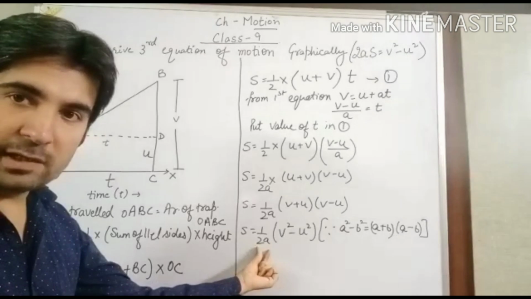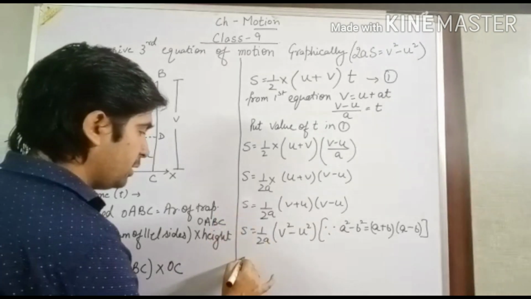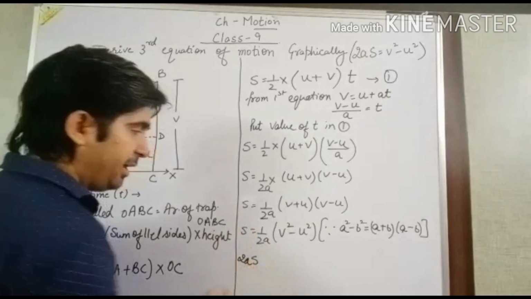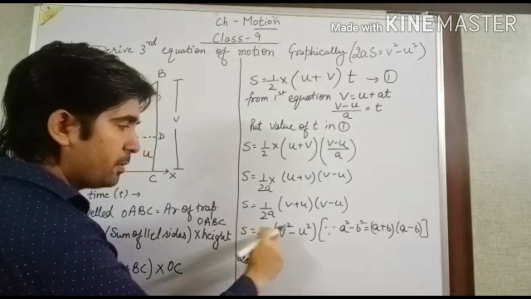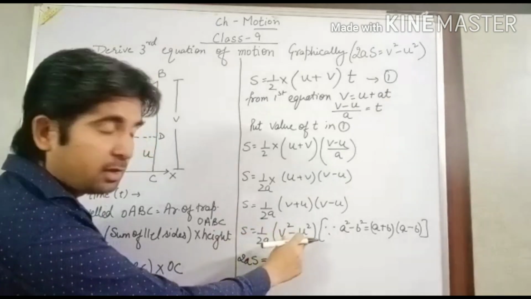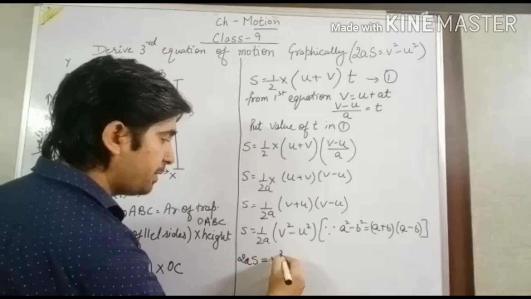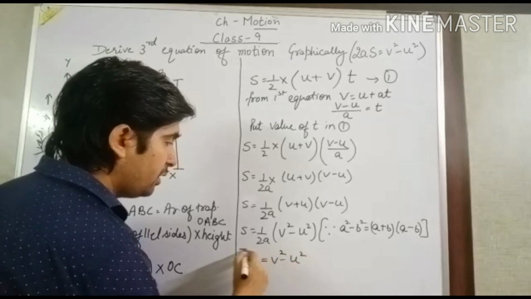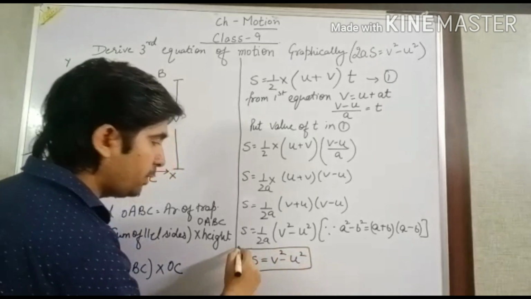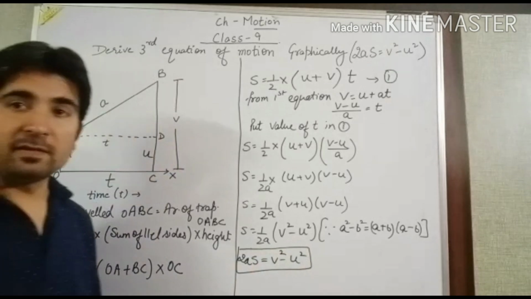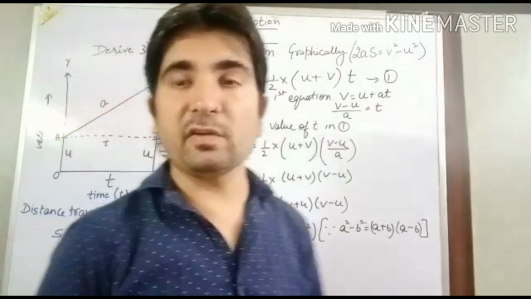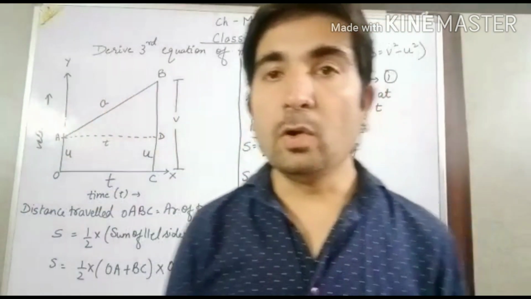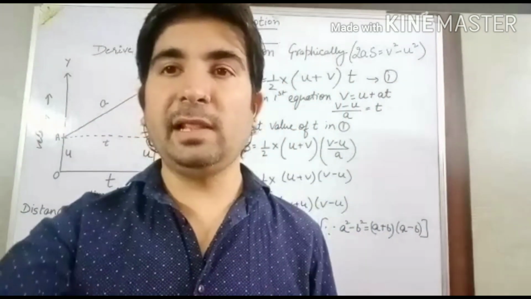After applying the identity, 2a is being divided here, so it goes there and multiplies. So this will become 2as is equal to, when 1 is multiplied by v square minus u square, we'll get the term v square minus u square, and you will see this is my third equation of motion, and hence we derived all the 3 equations of motion in this video. Hope you will all learn it well and write it down.